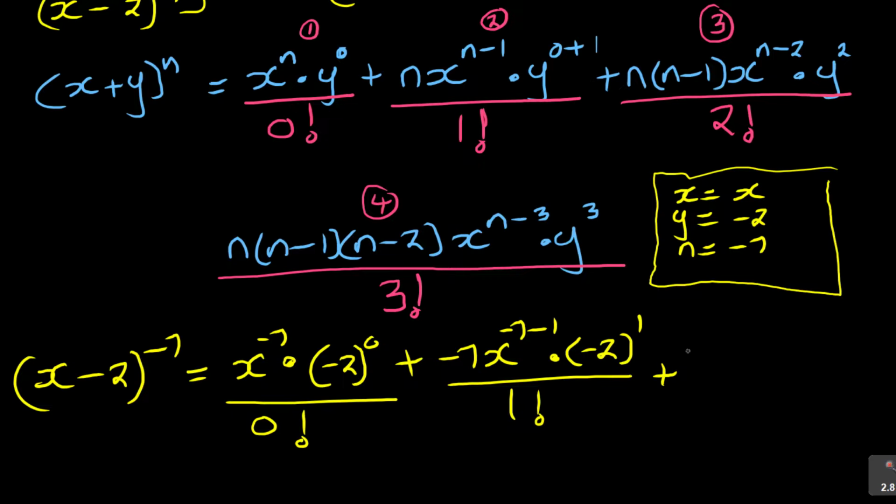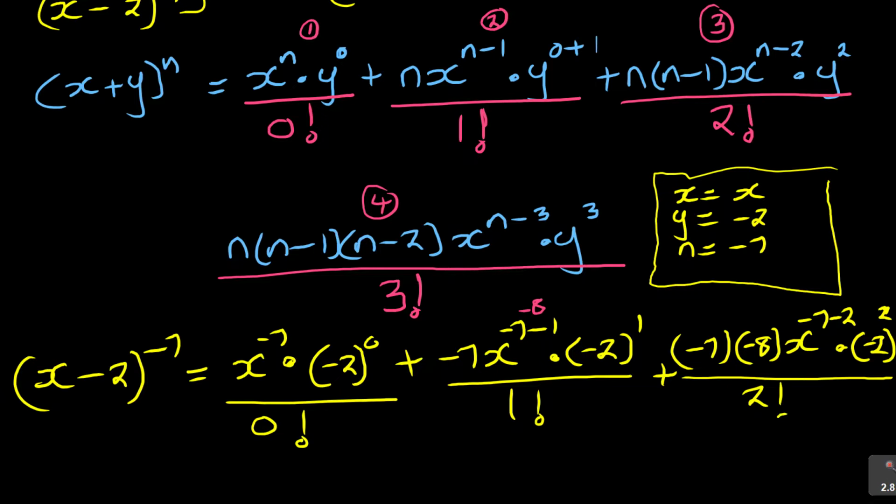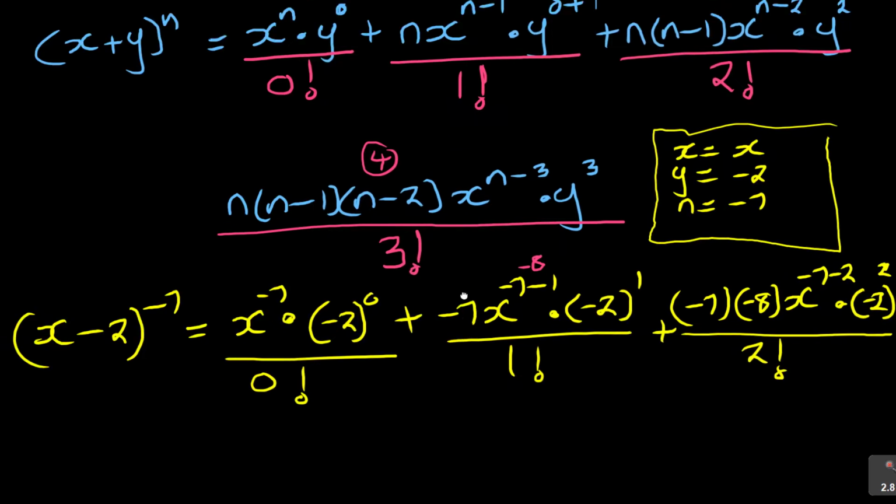Plus, let's go to the third term. We are dropping negative 7. That is down. And then we have negative 7, negative 1. What is this? This is negative 8. You see? So I'm going to drop here negative 8. And then I've got x to the power of n, which is negative 7, negative 2 now. Times y, which is negative 2 squared. See that? All over 2 factorial. Then we go to the last one.